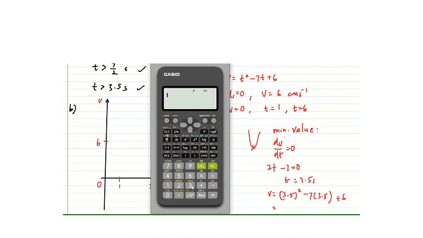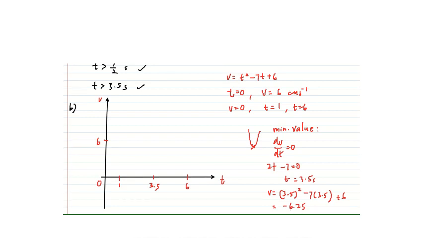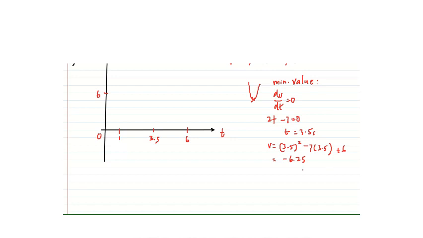Okay, here is 3.5 square minus 7 multiply 3.5 plus 6, it is negative 6.25. So the coordinate for the minimum value will be 3.5, negative 6.25.